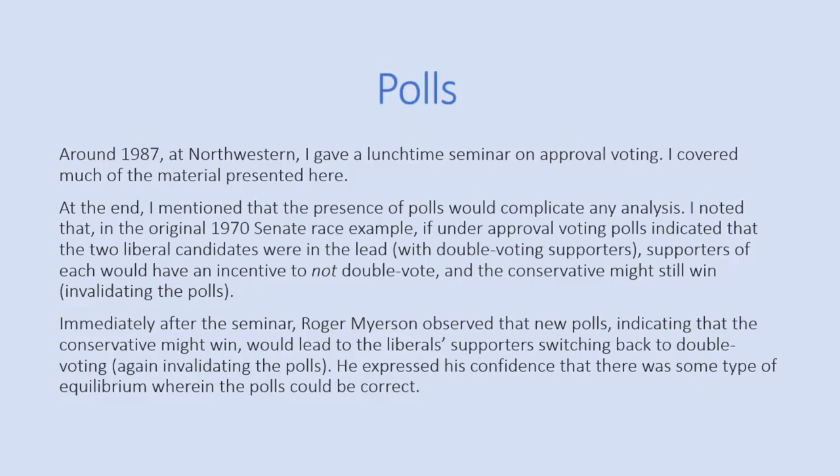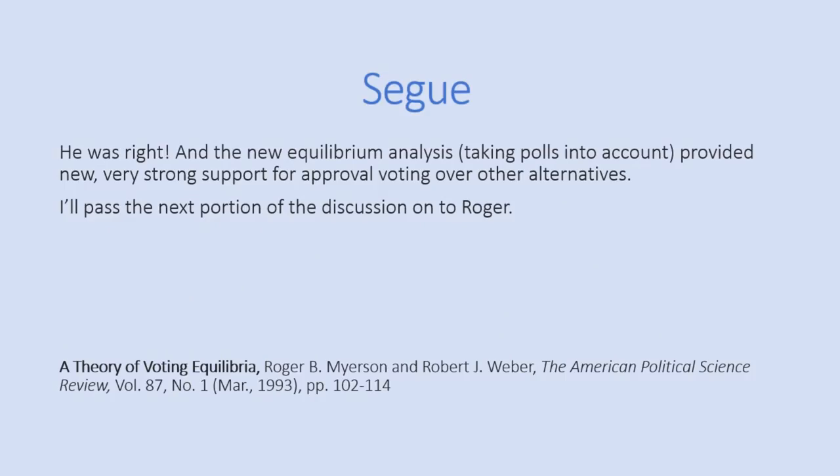As soon as I was done, Roger Myerson came up and noted that a new poll reporting the change in predicted outcome would likely lead to the liberal candidate's supporters switching back to double voting. This would again invalidate the predictions of the new poll. He expressed his feeling that there should be some type of equilibrium wherein the polls could be correct. Not surprisingly, Roger was right.